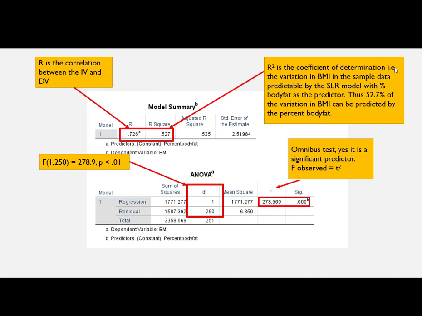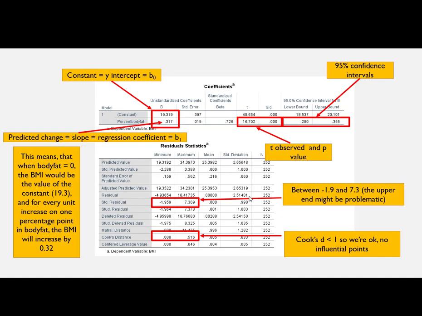It's the coefficient of determination, i.e. the variation in BMI in the sample data predictable by the simple linear regression model with percent body fat as the predictor. Therefore, or thus, 52.7% of the variation in BMI can be predicted by percent body fat. And then we would write up the F statistic this way. So degrees of freedom 1, 250 for the residual. We write out our F statistic here, and then our P is less than 0.01.